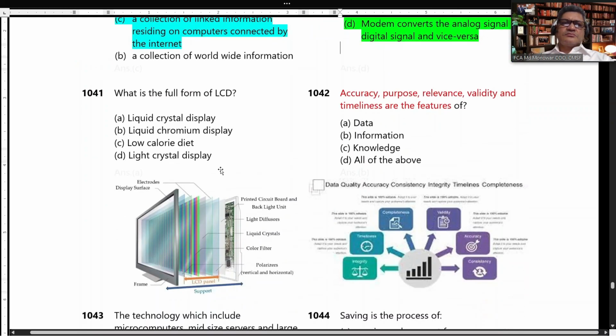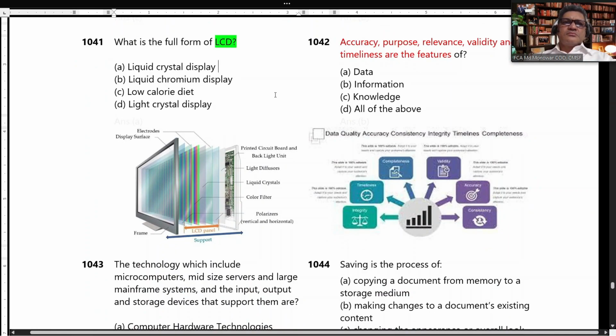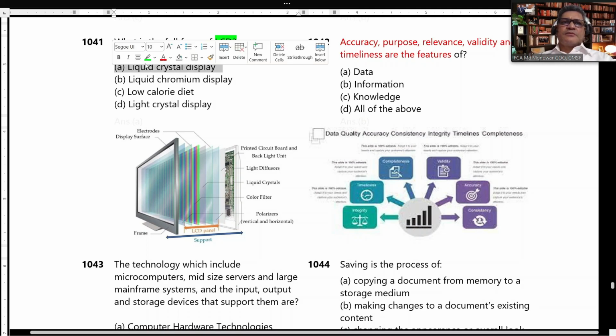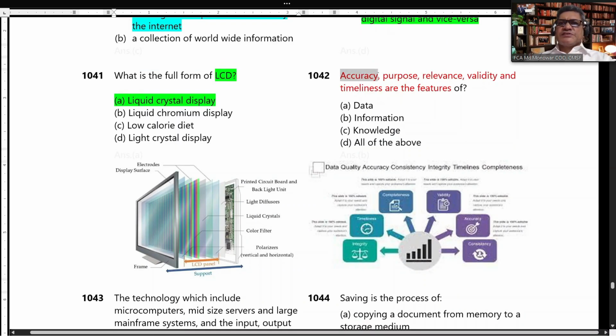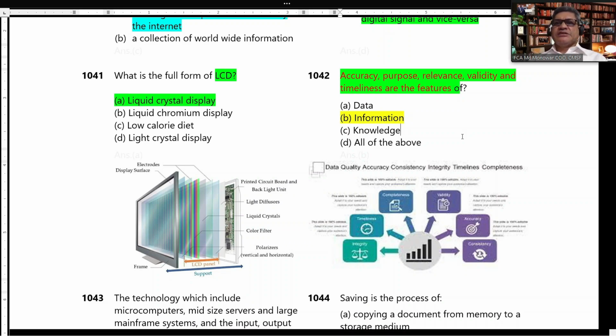What is the full form of LCD? The full form of LCD is liquid crystal display. Answer A. So this is the LCD monitor, liquid crystal display is the full form of LCD. Accuracy, purpose, relevance, validity, and timelines are the features of information. Answer B.